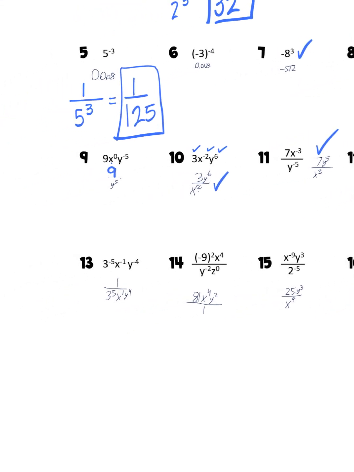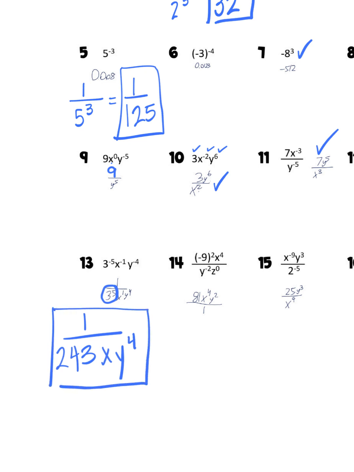Here on this one, since it's 3 to the negative 5th, and you switched it and put everything in the denominator, I would also take care of that 3 to the 5th. So I would do 1 over whatever 3 to the 5th is. I don't know that off the top of my head, so let me do 3 times 3 times 3 times 3 times 3. That's 243. So this is 243 xy to the 4th. So you may want to go ahead and simplify that 3 to the 5th.